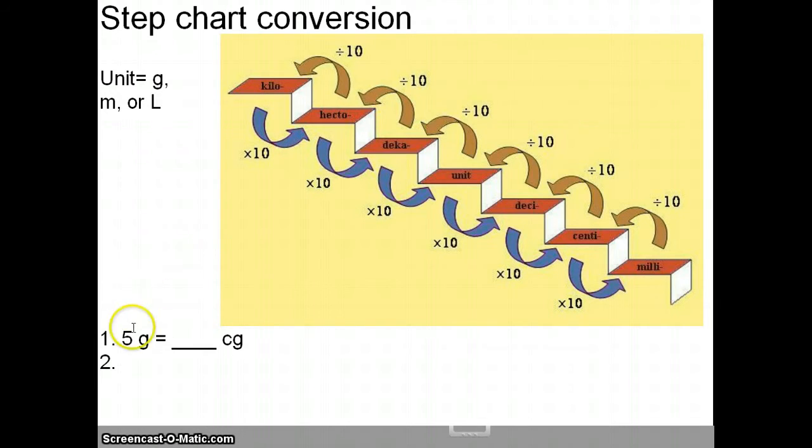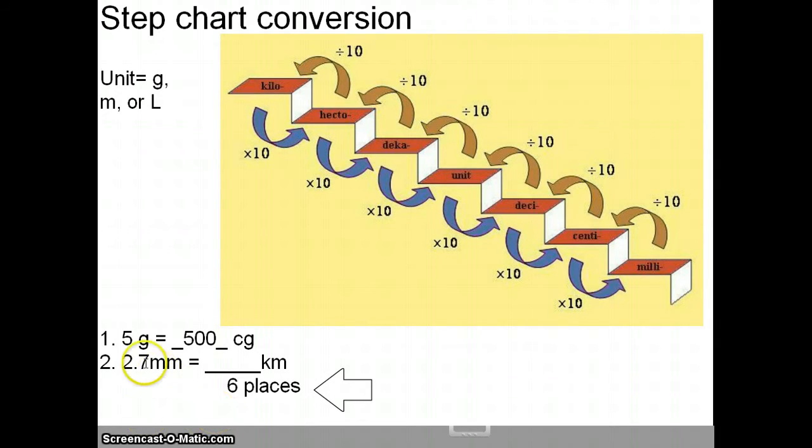But let's say you start out with 5 grams. So grams is going to be right here. And you want to go to centigrams. Centigrams is over here. So that is 1, 2 steps to the right. Am I right? Yes, I'm right. So we need to move the decimal point 2 places to the right. So let's do that. Here we go. 1, 2, and we're done. What do you mean we're done? I mean that's the answer. That's how easy it is.